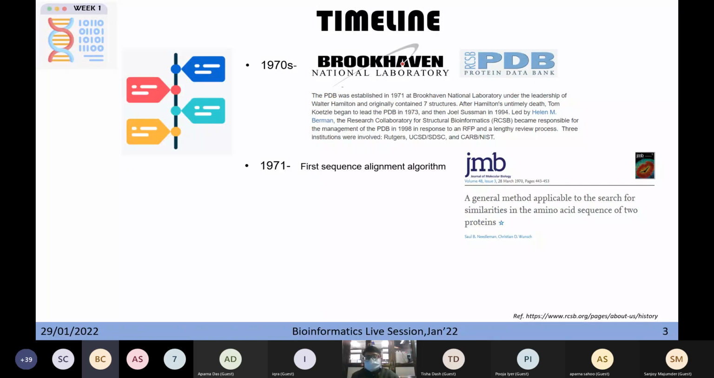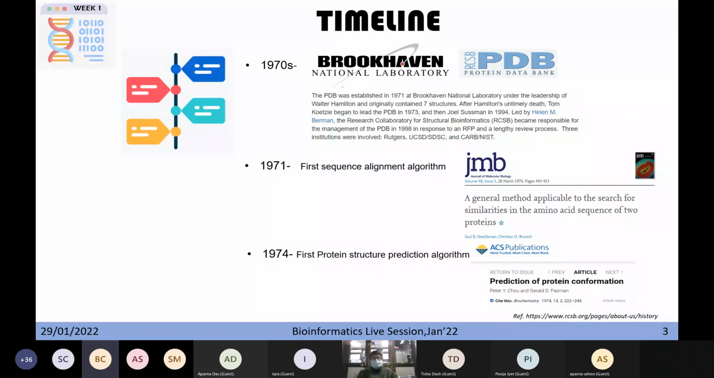This is the Needleman-Wunsch paper, which described the structural similarities in the amino acid sequences of two proteins. After that, now that the alignment was done, there was a need for protein structure prediction algorithms, which are still much needed now, because we don't have the structures of all proteins. It is very important, because without a proper structure, a protein cannot function.